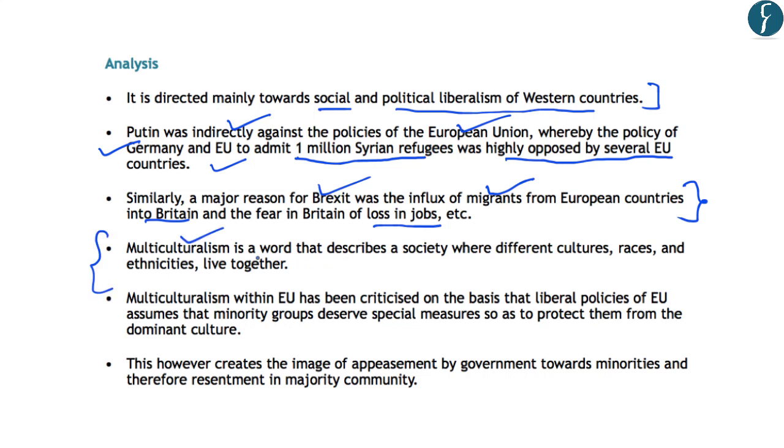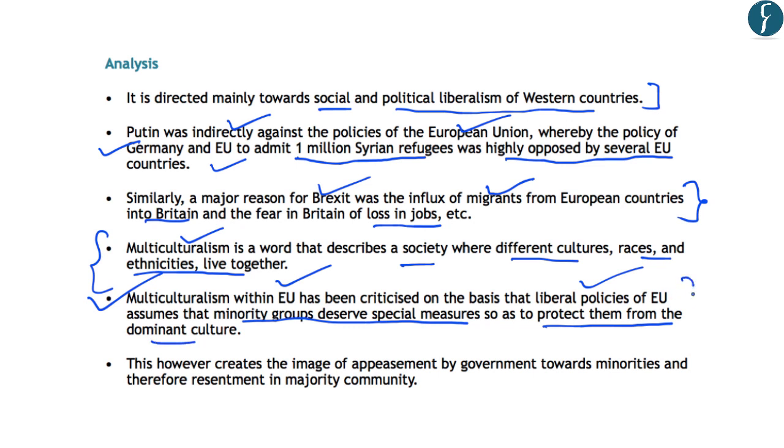Further, the author talks about multiculturalism, and he has defined it as a society where different cultures, races, and ethnicities live together. However, this multiculturalism has been criticized within the European Union itself. And this has been criticized on the basis of liberal policies of EU, which assume that minority groups deserve special measures to protect them from the dominant culture.